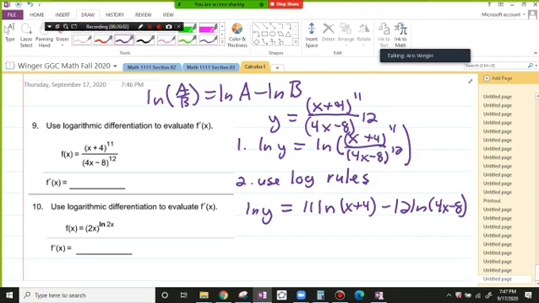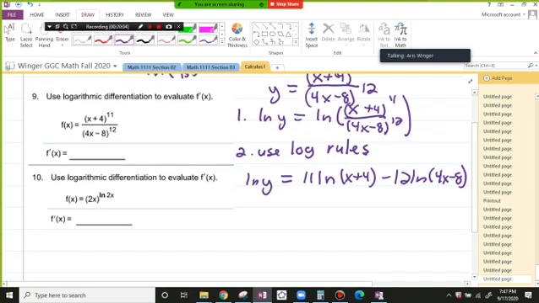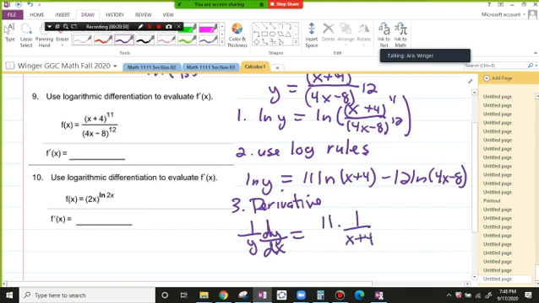Now that we have this in a nice simplified way, we can then take the derivative on both sides. The derivative of the natural log of y is always the same thing. It's 1 over y times y prime, dy dx. And on the right-hand side, the whole point of taking the log is that once we take this derivative, it's supposed to be nicer, and it is. The derivative of 11 natural log of (x plus 4) is, hold the 11, times 1 over (x plus 4) times the derivative of x plus 4, which is 1. Minus 12 times the derivative of the natural log of (4x minus 8), which is 1 over (4x minus 8) times the derivative of 4x minus 8, which is 4.